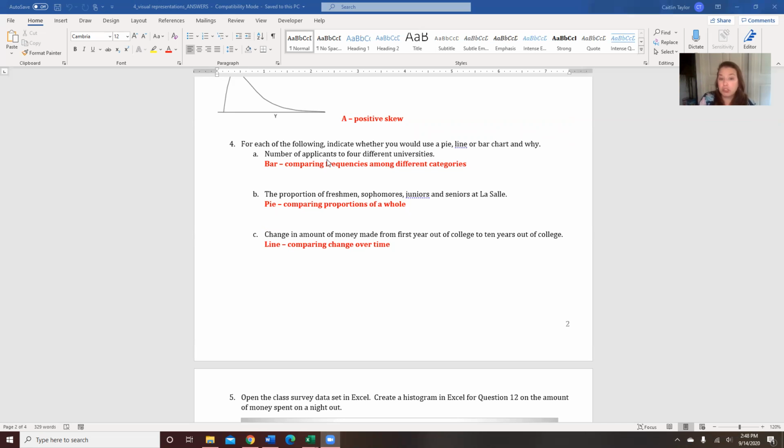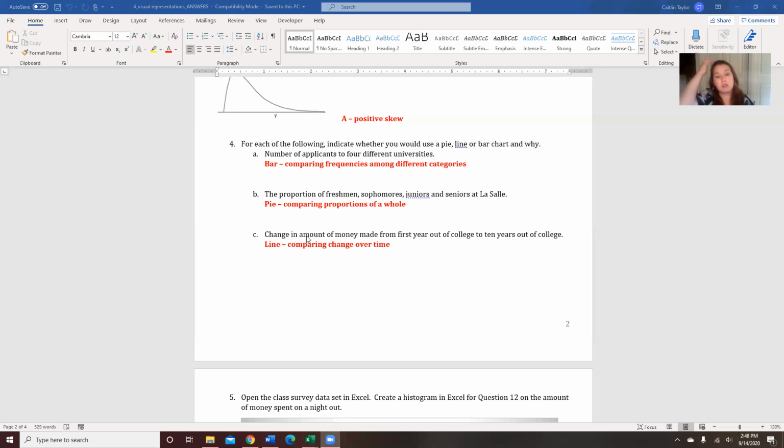B is saying the proportion of freshmen, sophomores, juniors, and seniors at LaSalle. Anytime you hear the word proportion or percentages, that should trigger in your mind that a pie chart is appropriate, right? We want to see what is the breakdown of the different categories out of the whole, right? Out of a whole pie. So anytime we're comparing proportions of a whole, that's pie.